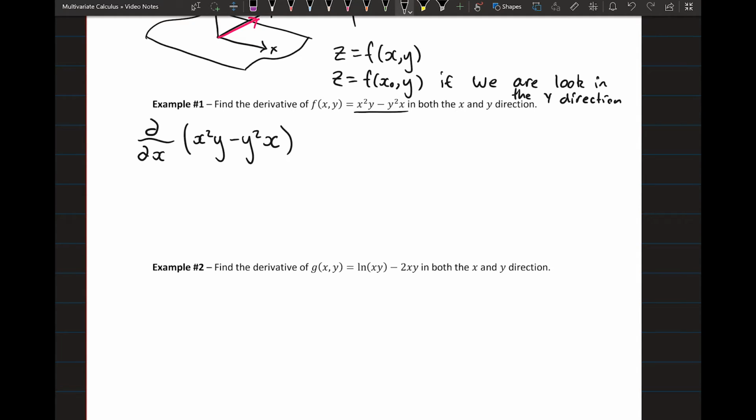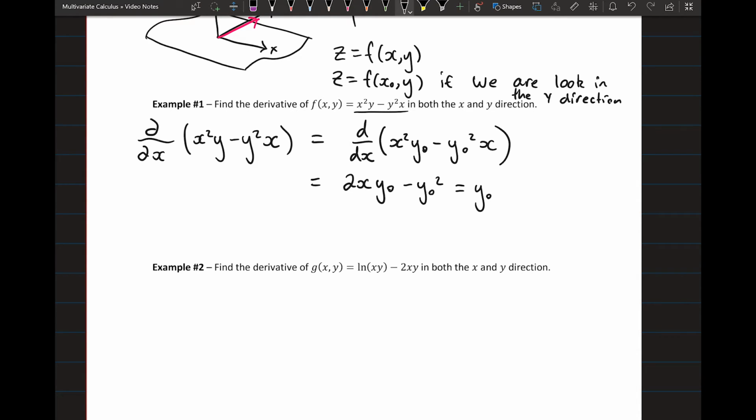And recall that we make y a constant. So we can go d dx. Yes, we have made it into a standard derivative of x squared y naught minus y naught squared x. So now it's just a normal derivative. That is equal to 2x y naught minus y naught squared. And if you really want to, it doesn't really matter if you do or not, you can simplify out a y naught.